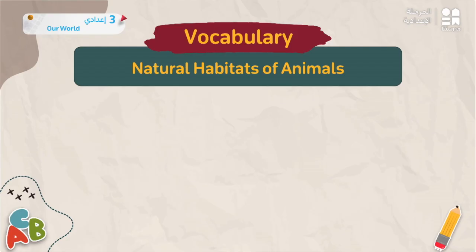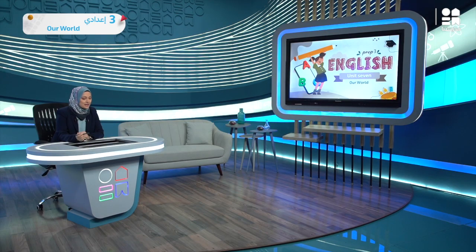The vocabulary that we have in this unit. Natural habitats of animal. What's the meaning of natural habitat? Natural habitat is the home of an animal or a plant. يعني البيئة الطبيعية بتاعت الحيوان أو النبات دي بنسميها natural habitat البيئة الطبيعية. طيب we have different natural habitats. عندنا طبعا بيئات مختلفة للحيوانات أو النباتات. Let's discuss these natural habitats.